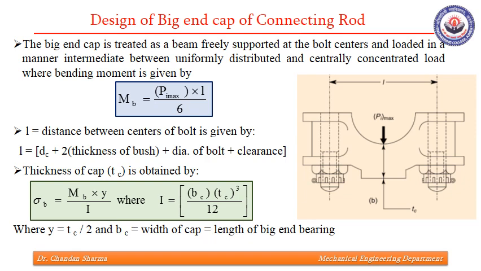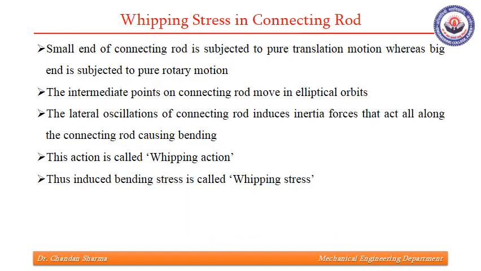So up till now we have found the cross section of the rod, length and diameter of the small end bearing, length and diameter of the big end bearing, thickness of the big end cap, and diameter of the big end bolts. There is one more concept left, that is the concept of whipping stress or whipping action.